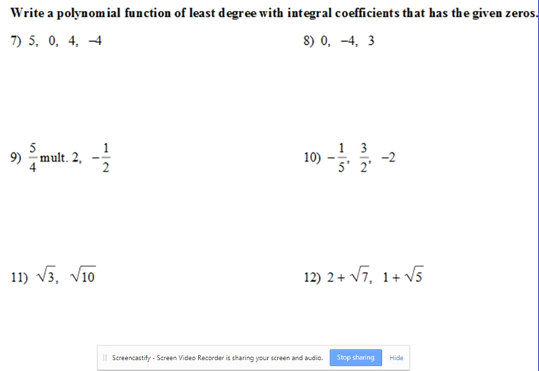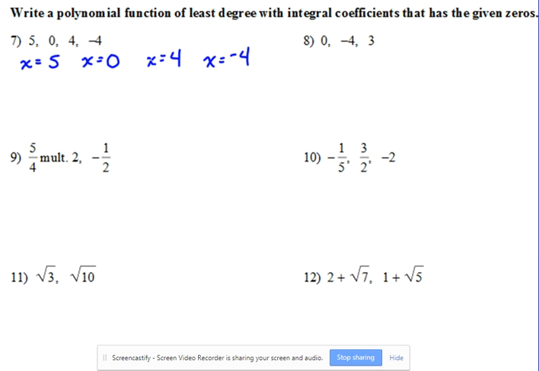Okay, so if we know that 5, 0, 4, and -4 are our answers, let's work backwards here. So what this is saying is x equals 5 is an answer. X equals 0 is an answer. X equals 4 is an answer, and x equals -4 is an answer. Well, where did these answers come from?